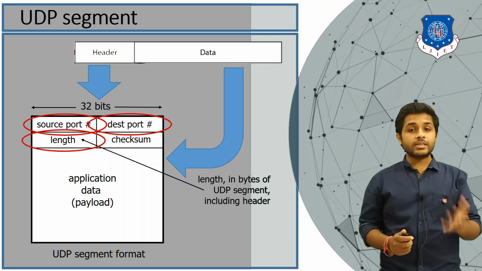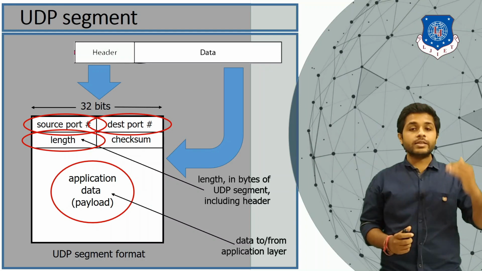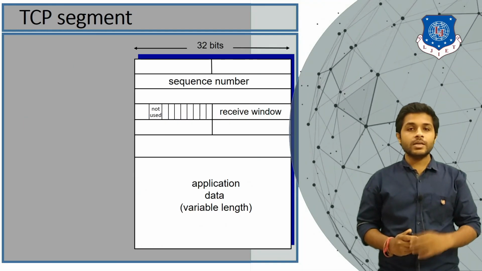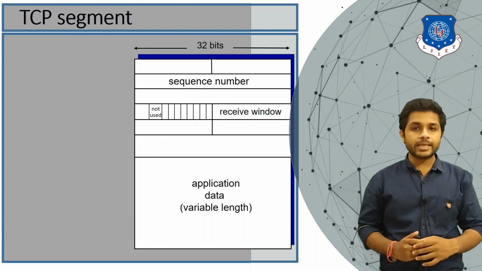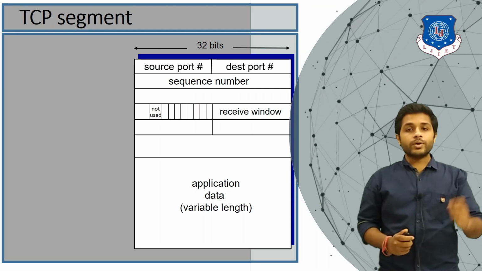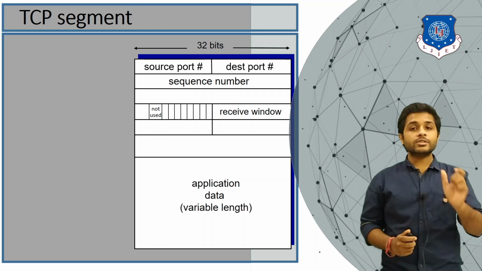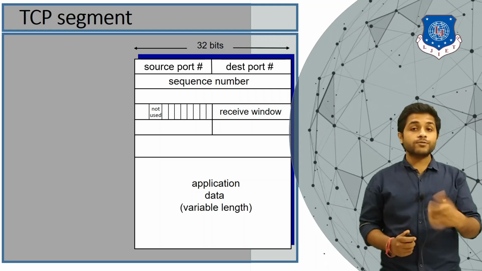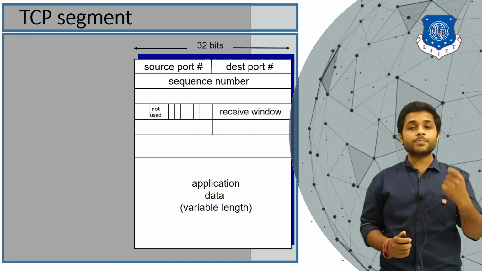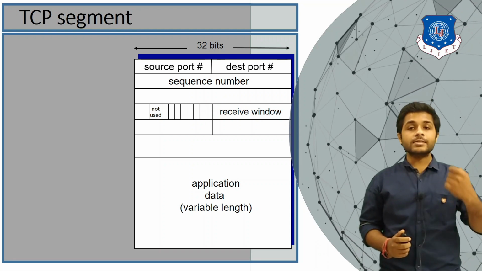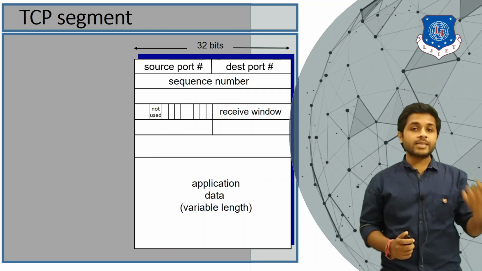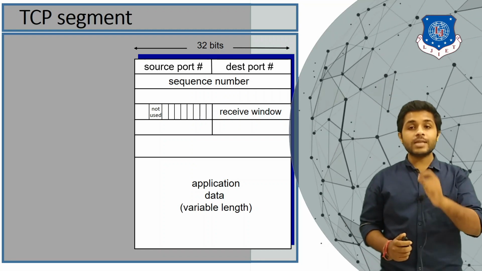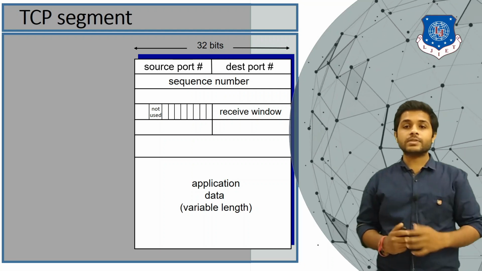Then the next field is the data. In this field, the data which is received from the application layer will be stored. Now let's see the TCP segment. The first 2 fields are the source port and the destination port. Again, these fields are 16-bit. The source port is the port address of the application which is running at the sender side, and the destination port is the port address of the application running at the receiver side.